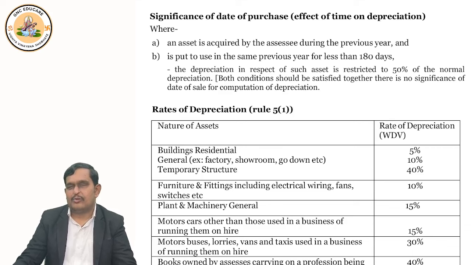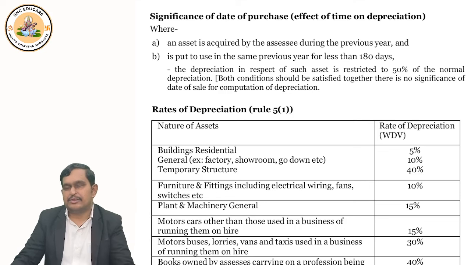That's it. So when we count for 180 days, we should start from the date of putting to use. Right? Okay. Second thing I'll tell you. Suppose, for example, the asset is not at all used, then what to do? If the asset is not at all used, then don't claim any depreciation. No depreciation at all. Correct?